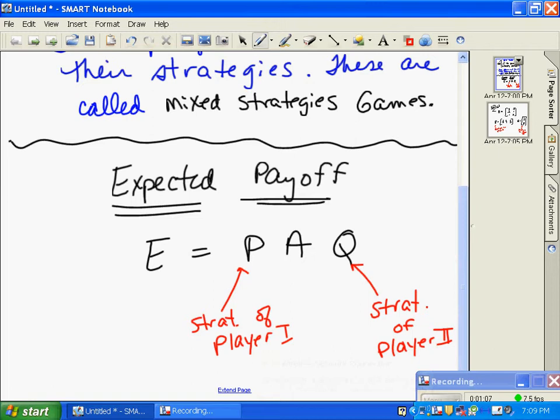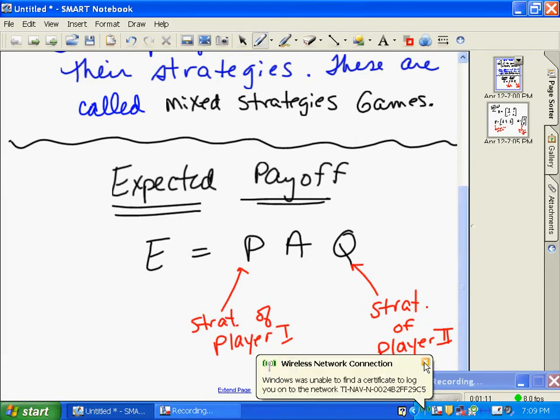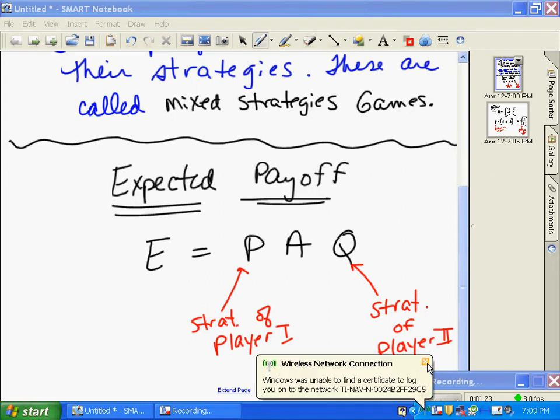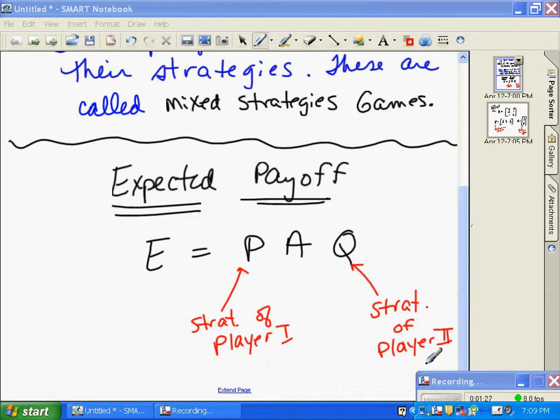And matrix A will just be the matrix that you've written before. You have to decide which way you're going to do this, but most of the time I will do this in terms of player 1. So that's the formula we're going to be using: E is equal to P times A times Q. P would be a row matrix and Q is going to be a column matrix. So that is all in that box on your notes. We're going to go on to the next page.